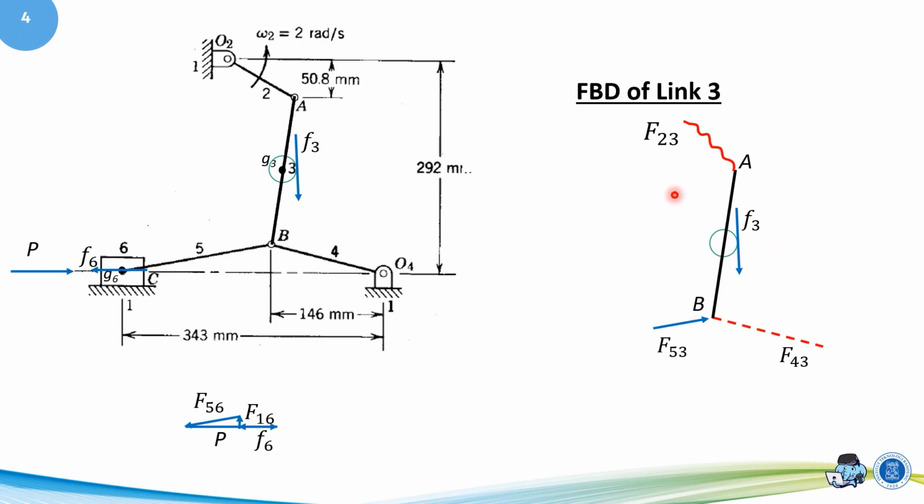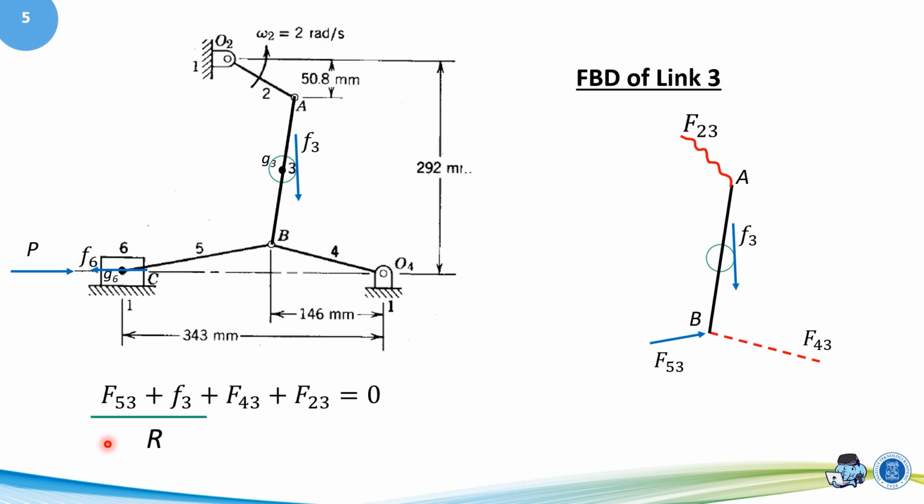We have included the inertia force, so we can use the force equilibrium. It becomes F53 plus F3 plus F43 plus F23 equals 0. To solve this equation, we can use the polygon method. First, I combine the known variables. We know the magnitude and the direction of F53 and F3, so I combine them to become the vector R. By using the force polygon, this one is F53 plus F3, and we can find the vector R.